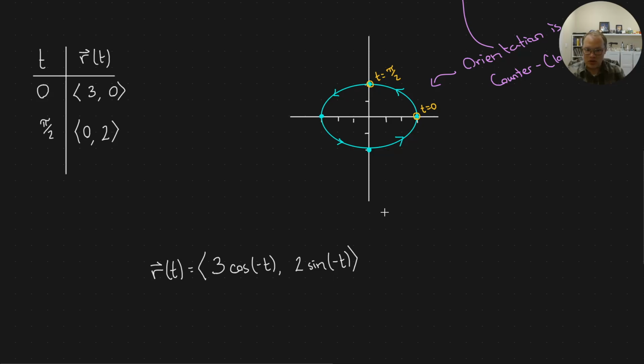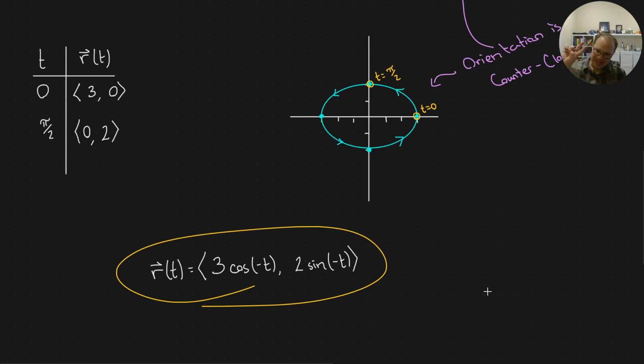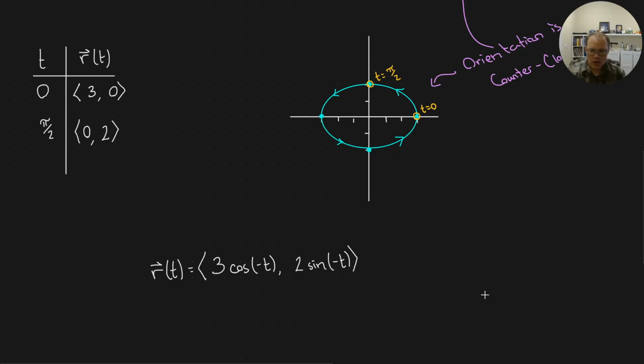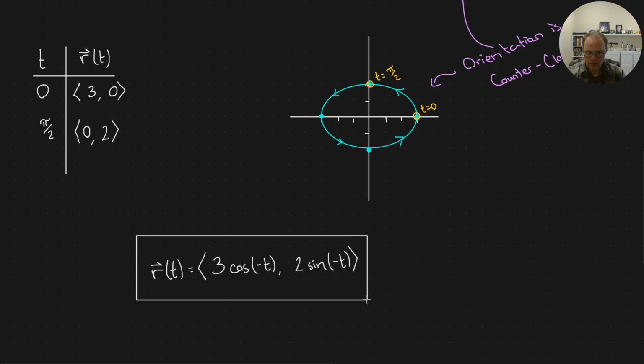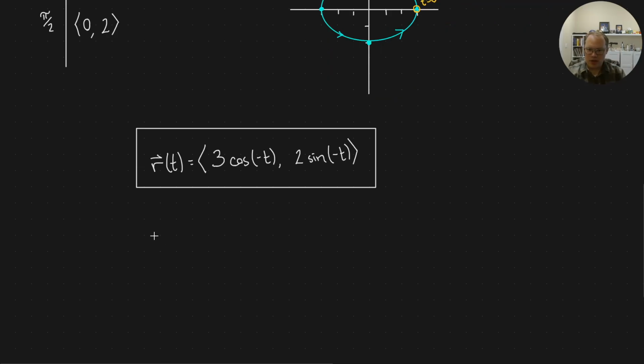And that's not just a quirk for this particular problem. That always works. If you find your parameterization has exactly the wrong orientation, just change all your t's to negatives. Just throw a negative in front of every single t, and it will flip the orientation to exactly the opposite. And so that is our final answer there. We now have a parameterization for the ellipse that is going clockwise.